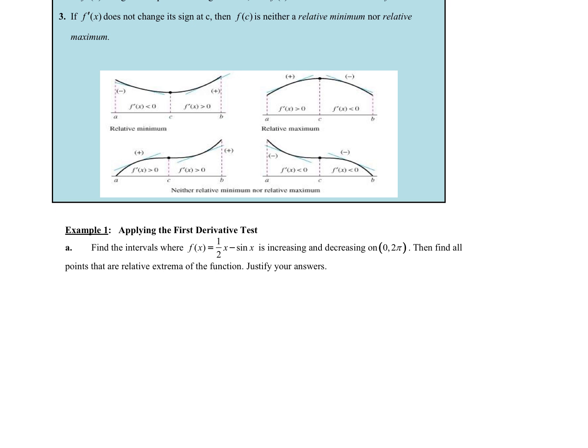So if we want to know where it's increasing or decreasing, the first thing to do is find where f prime of x is 0 or does not exist. So we'll take our derivative here. That'll be 1/2. The derivative of sine is cosine, so minus cosine of x.